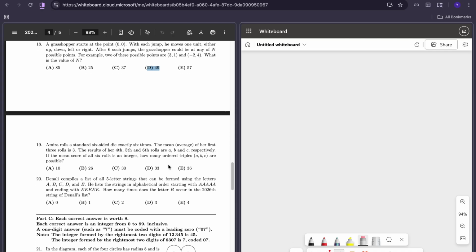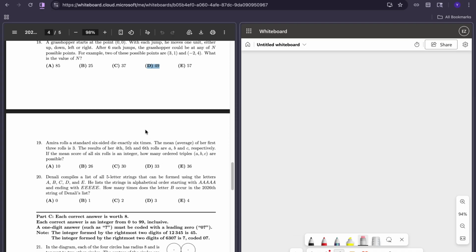Question 19. Amira rolls a standard 6-sided die exactly 6 times. The mean average of her first 3 rolls is 3. Her 4th, 5th, and 6th rolls are A, B, and C respectively. If the mean score of all 6 rolls is an integer, how many ordered triples A, B, C are possible?